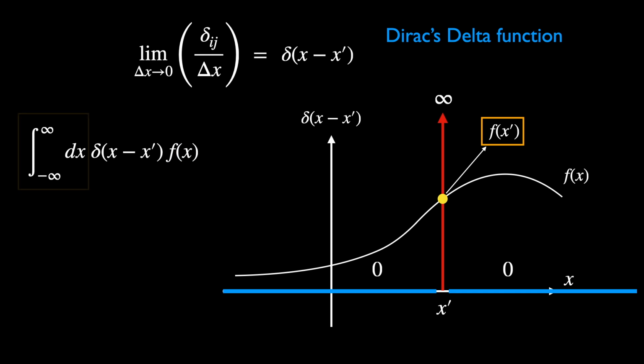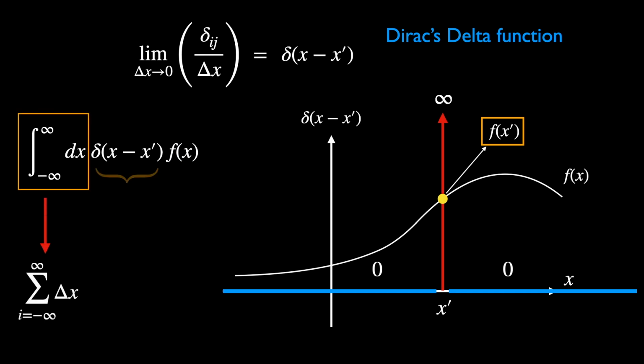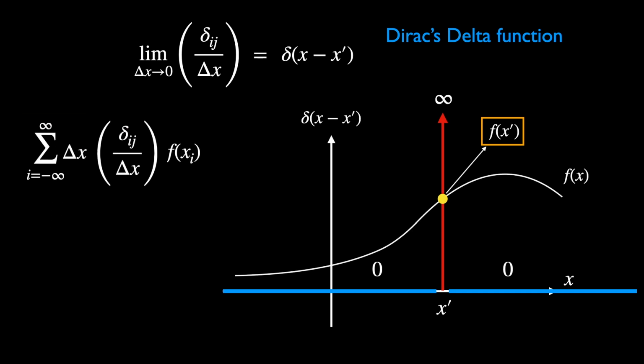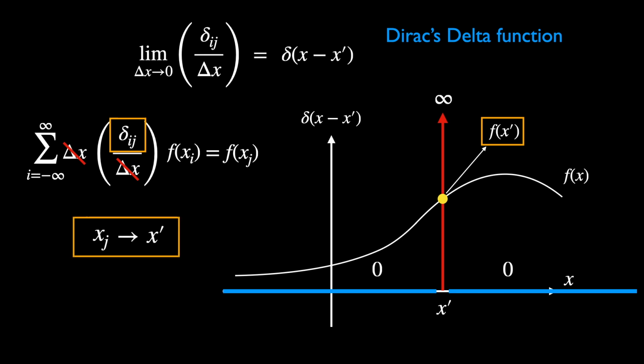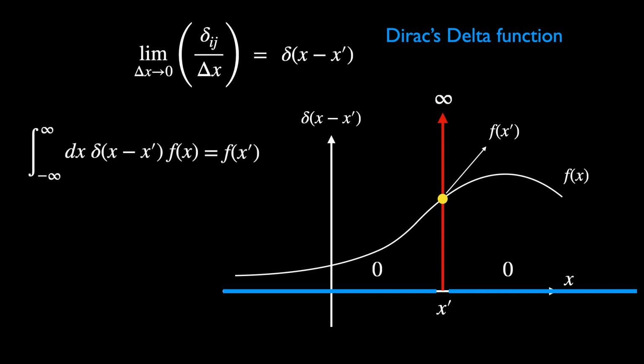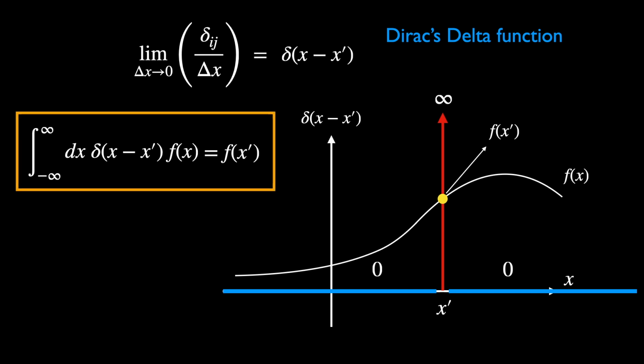More explicitly, let's replace the integral by its discrete version. Delta x from the sum cancels with that from the delta function, and the remaining Kronecker delta picks out f at point xj. But recall that xj is just x prime. Therefore, we get the stated identity.